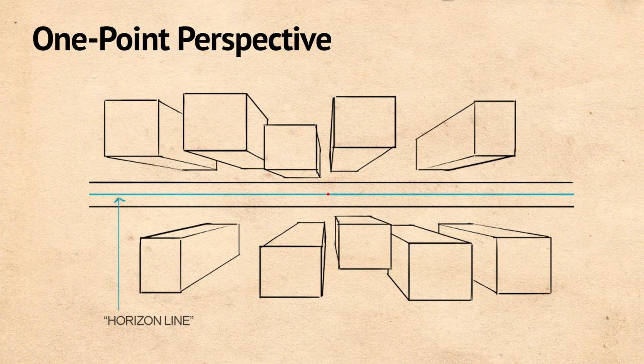A drawing has a 1 point perspective when it contains only one vanishing point that is sitting on the horizon line.